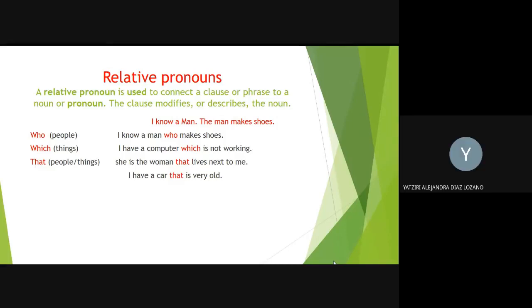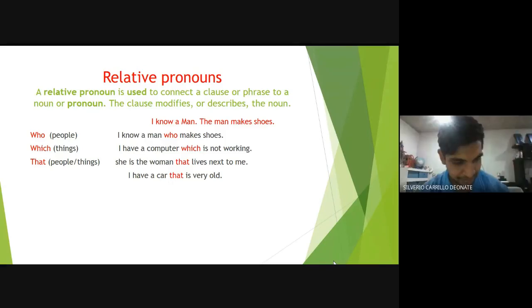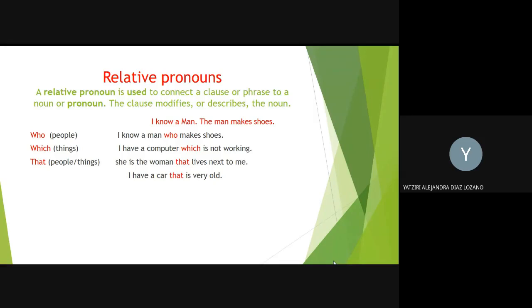I know the man who loves dogs. They know the boys who sing on X Factor. I have a dress which is very pretty. You have a dog which is black.